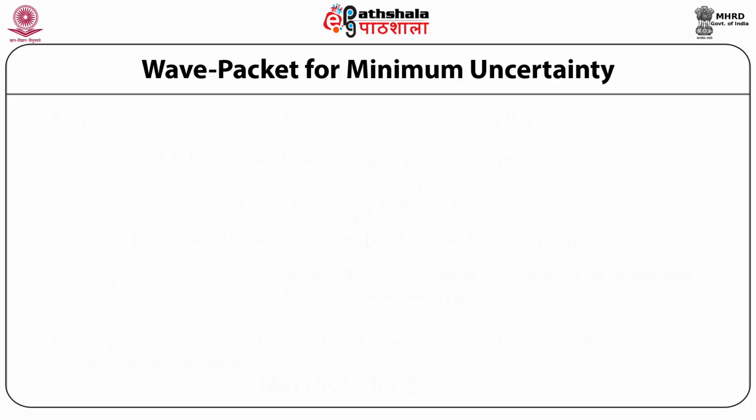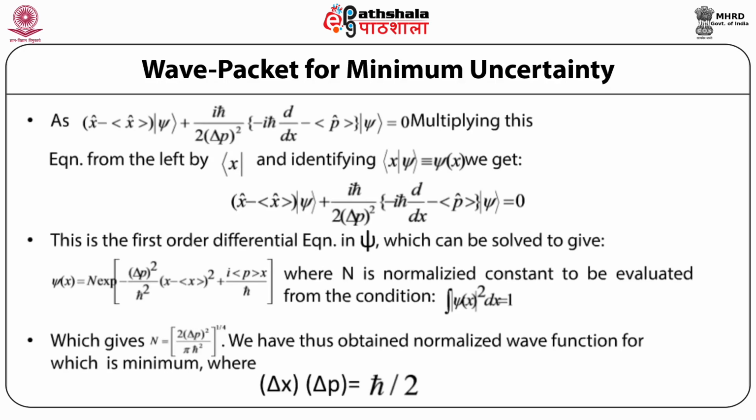Wave packet for minimum uncertainty. Now, the relations that we have obtained for operator E and operator F, when we substitute these relations in the equation obtained earlier, then we can rewrite the equation for uncertainty as bracket open operator x minus the expectation value of operator x bracket close acting on the state psi plus iota times h cross by twice delta p square whole times bracket open minus iota times h cross times derivative with respect to x minus the expectation value of operator P, bracket close, whole acting on the state psi, and this should be equal to 0.